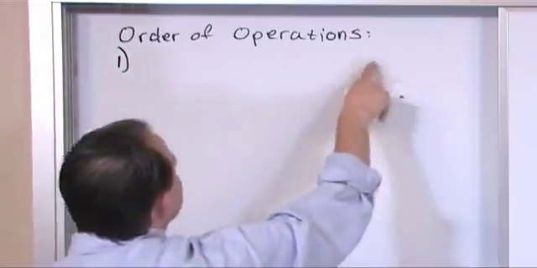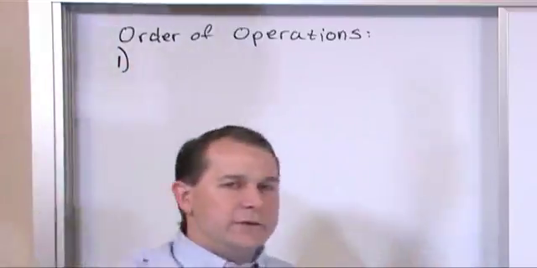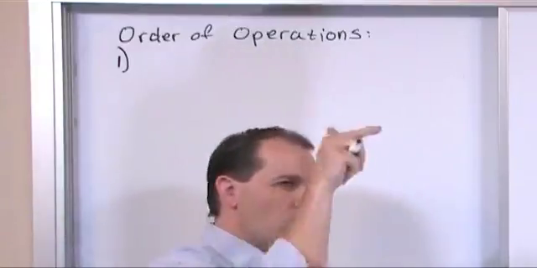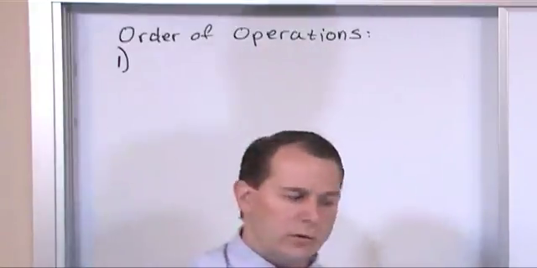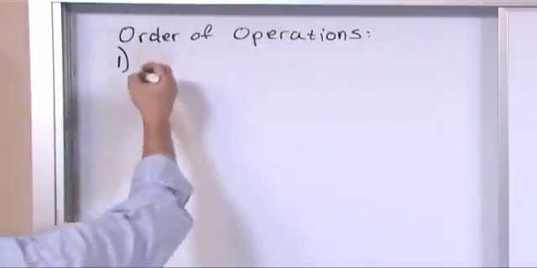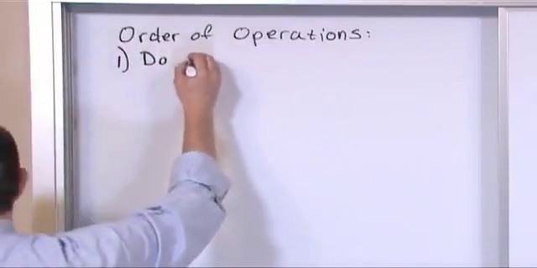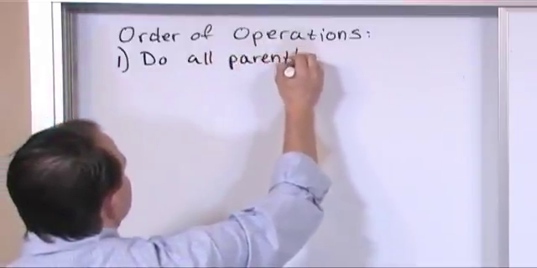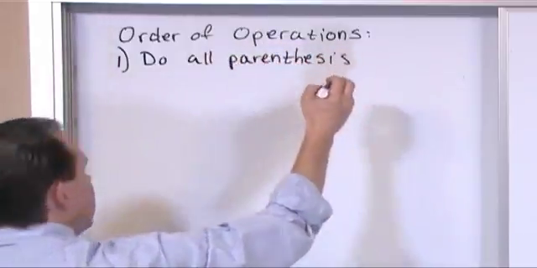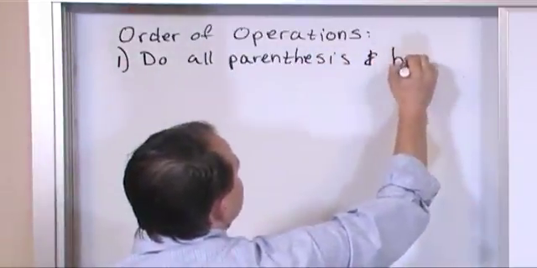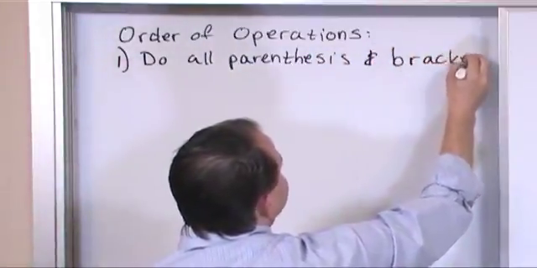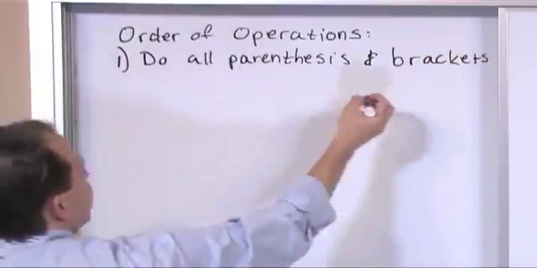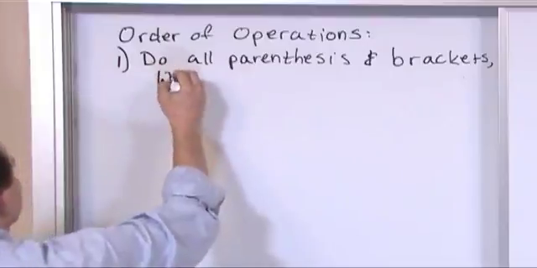So the very first thing on our list here is, if you see this in your expression to simplify, then you have to go and do that first. And you work down through your list, doing them in this order. The first thing is, do all parentheses and brackets first.